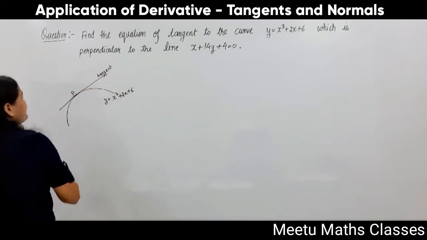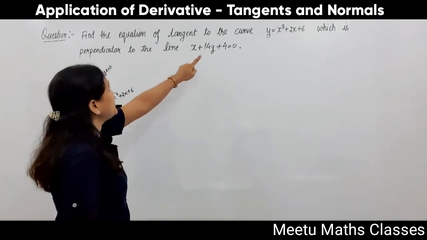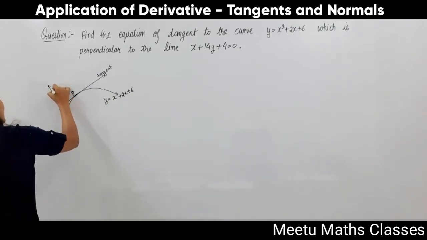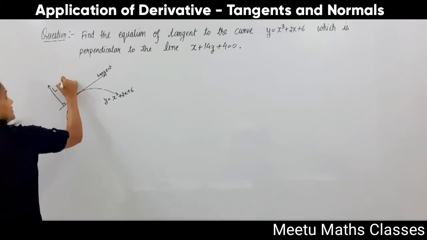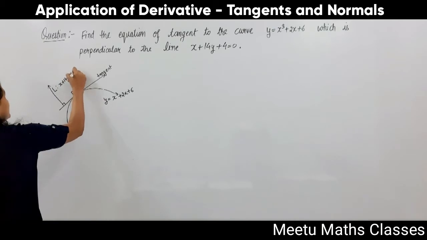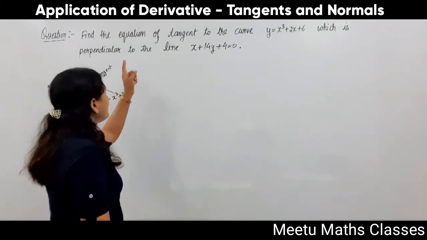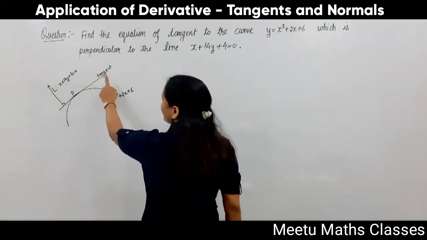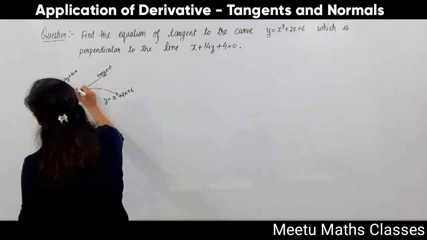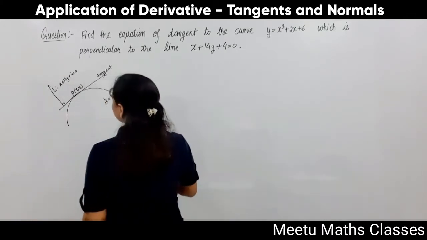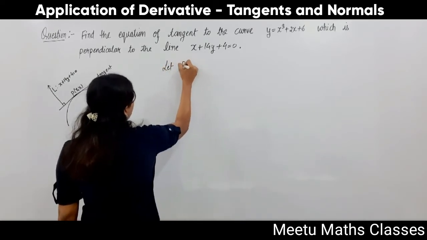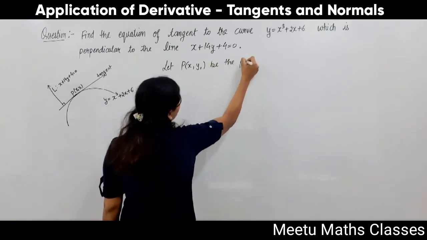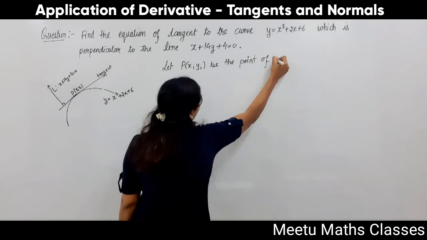Tangent at P, which is perpendicular to the line. You are also given that this tangent line is perpendicular to a line L, that is x plus 14y plus 4 equals 0. So we have to find the equation of tangent. Now to find the equation of tangent, let P(x1, y1) be the point of contact.